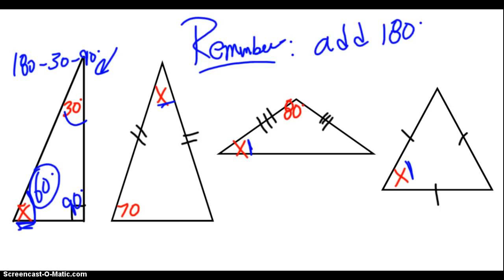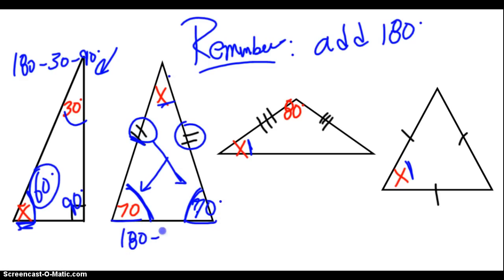The second one, well, we don't have what this other angle is here, so we can't subtract from 180. But we can figure it out. Since this is an isosceles triangle, shown by these 2 congruent sides, we know that the opposite angles, called the base angles, are congruent. So since this is 70 over here, this will also be 70 degrees. Now we can figure this one out. 180 minus 70 minus 70. Let's see. That will give us 40 degrees. So x is 40 degrees.